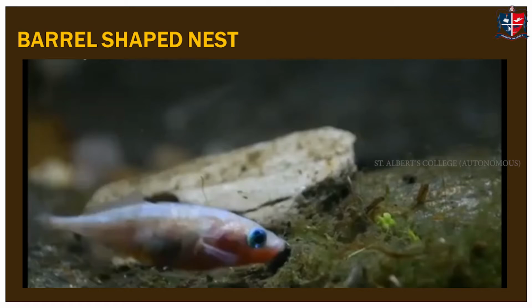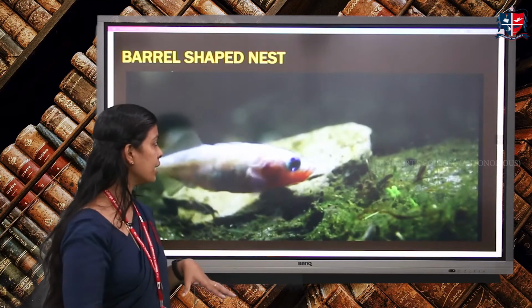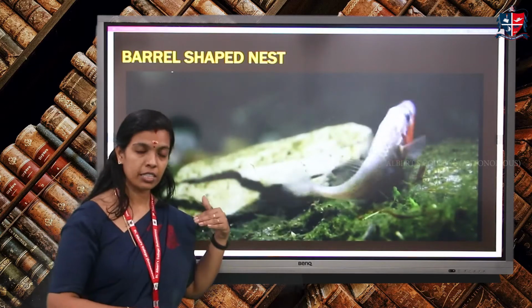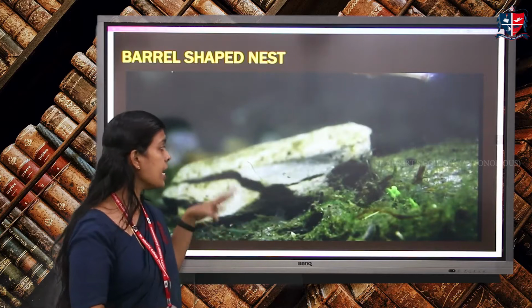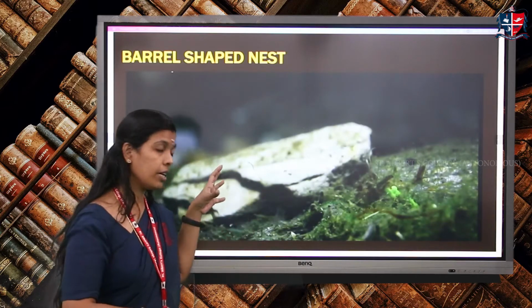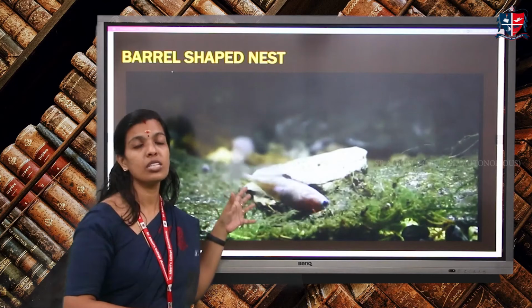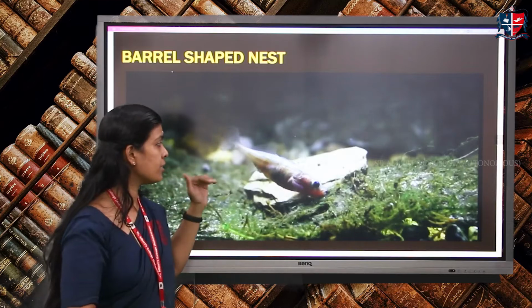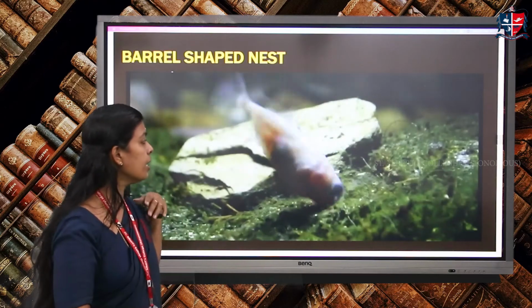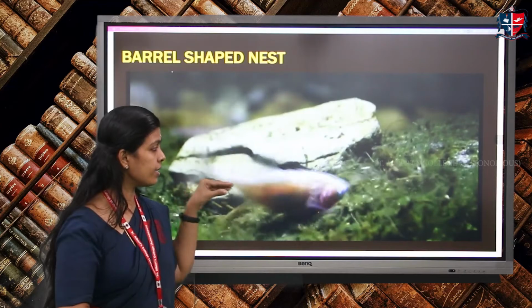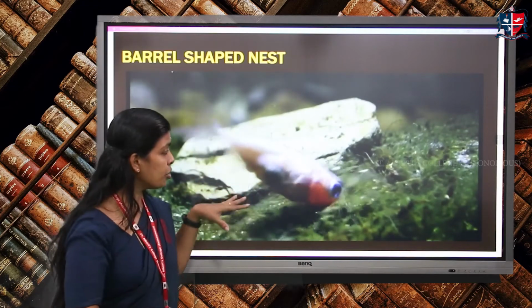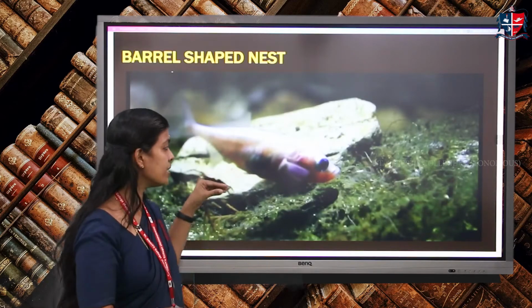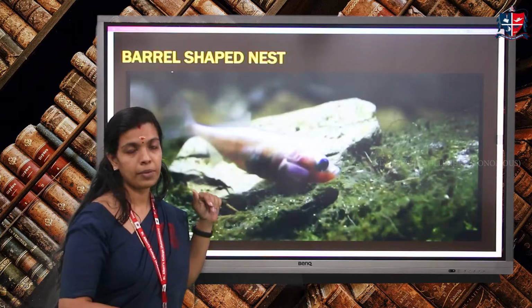So the next would be the barrel shaped nest, wherein the male fish would be constructing the barrel shaped nest from the different substrates available, and the male would usually be constructing the nest and inviting the females, and again the eggs would be fertilized within the pit, and the young ones would be kept inside the nest. So this is the nest building habit of the particular fish. You can see from the video the fish constructing the nest in the aquatic vegetation. The nest usually seems to be a barrel, so that's why the name, the barrel shaped nest.